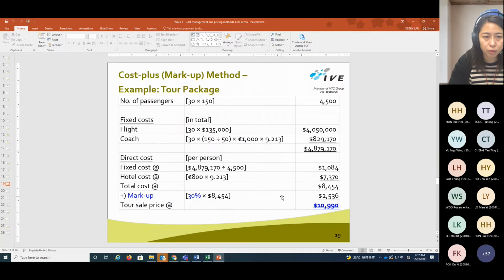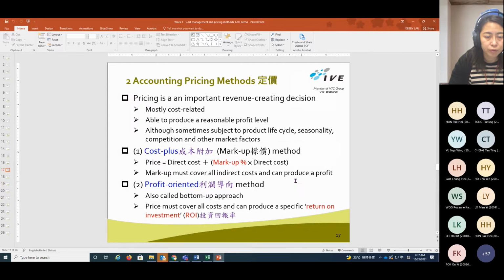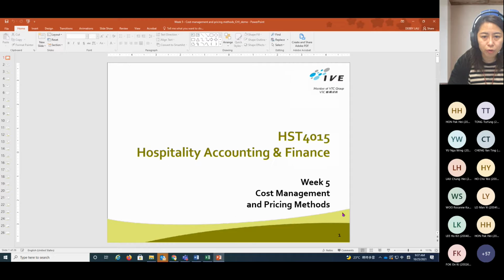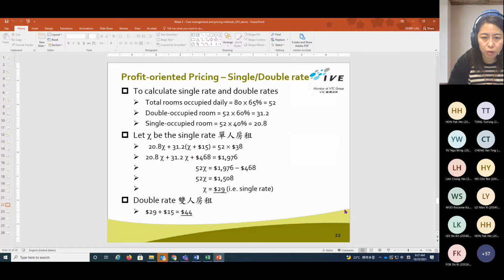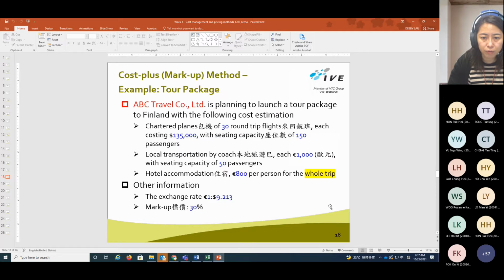So you have to go to the page. Okay, page 17. 好啦，咁就喺第17版嗰度啦。咁呢個係第5課嘅 lecture notes 嚟嘅。Okay, so it should be the week 5 cost management and pricing, and go to slide 17.